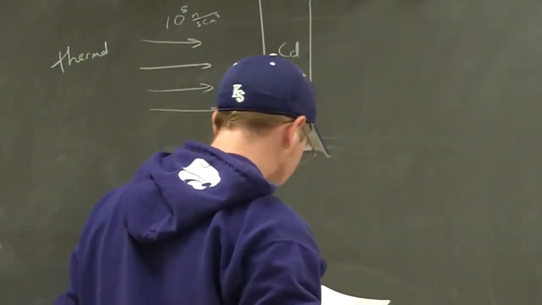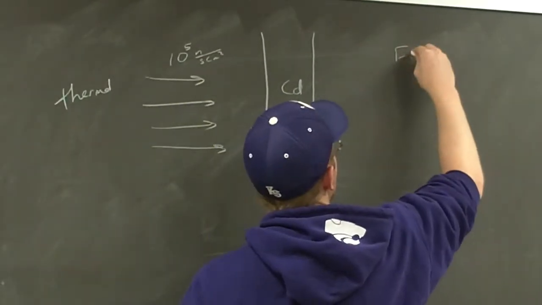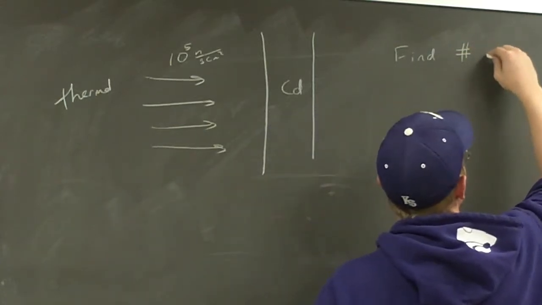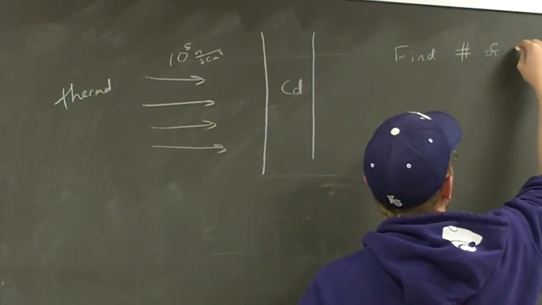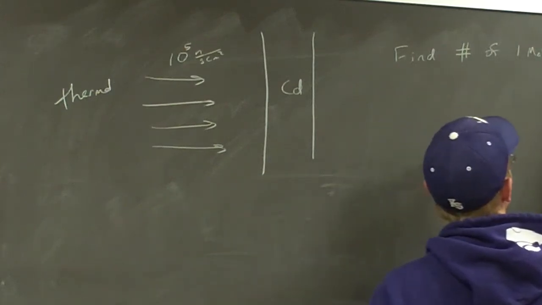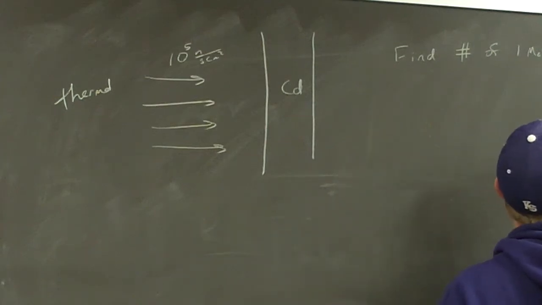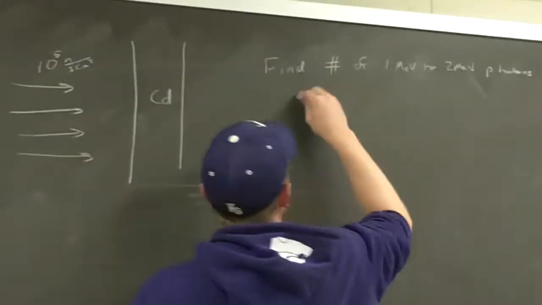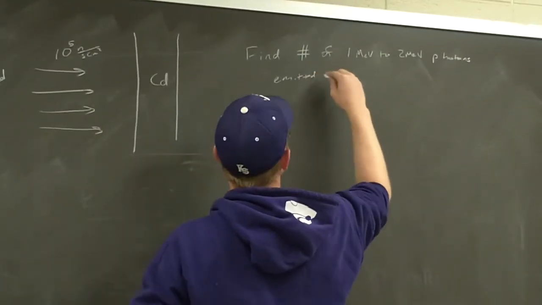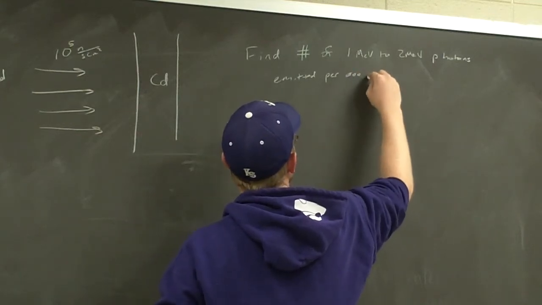So we have to find the number of 1 MeV to 2 MeV photons emitted per area per second.